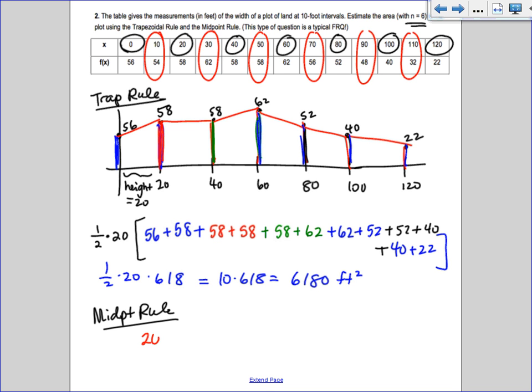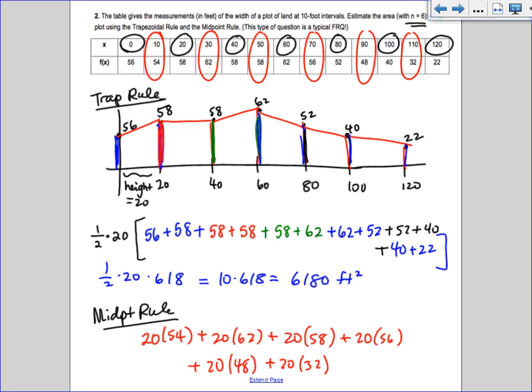It's 20. So you're going to have 20 times 54 plus 20 times 62 plus 20 times 58. You could also pull out the 20. Plus 20 times 56 plus 20 times 48 plus 20 times 32. So 54 plus 62 plus 58 plus 56 plus 48 plus 32, and then multiply it all by 20. Pretty close.